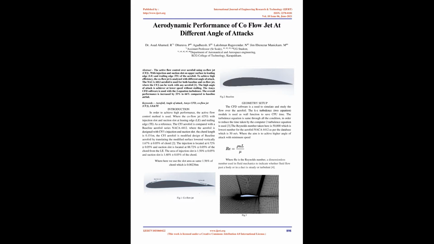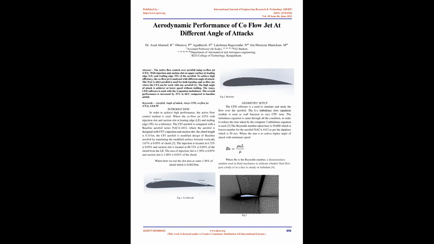The CFJ aerofoil is a modified design of the baseline aerofoil by translating the modified surface lowered vertically 1.67% plus or minus 0.05% of chord. The injection is located at 6.72% plus or minus 0.05% and the suction slot is located at 88.72% plus or minus 0.05% of the chord from the LE. The area of the injection slot is 1.50% plus or minus 0.05% and the suction slot is 1.60% plus or minus 0.05% of the chord. Here we use the slot area as the same, 1.56% of chord, which is 0.00236 m.